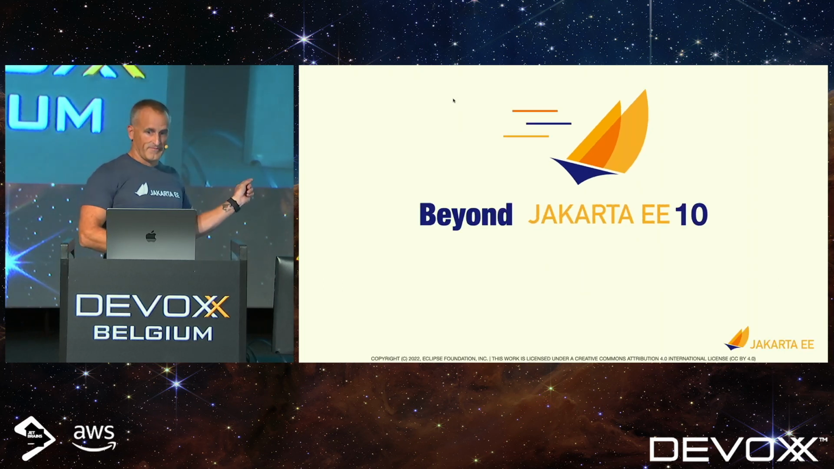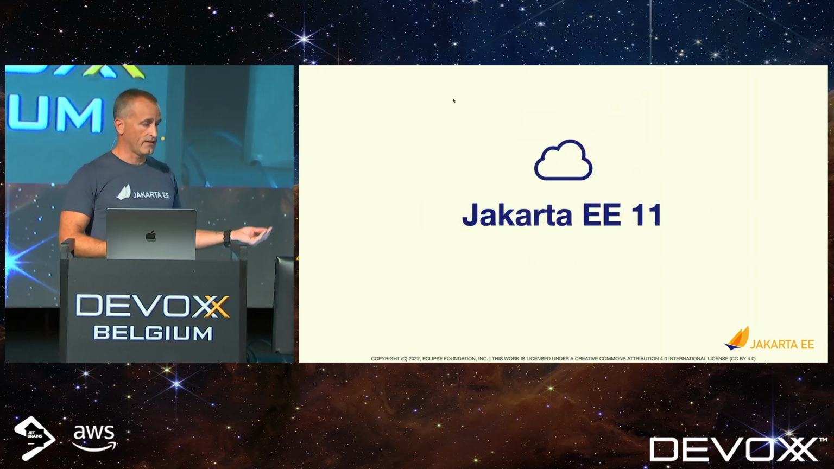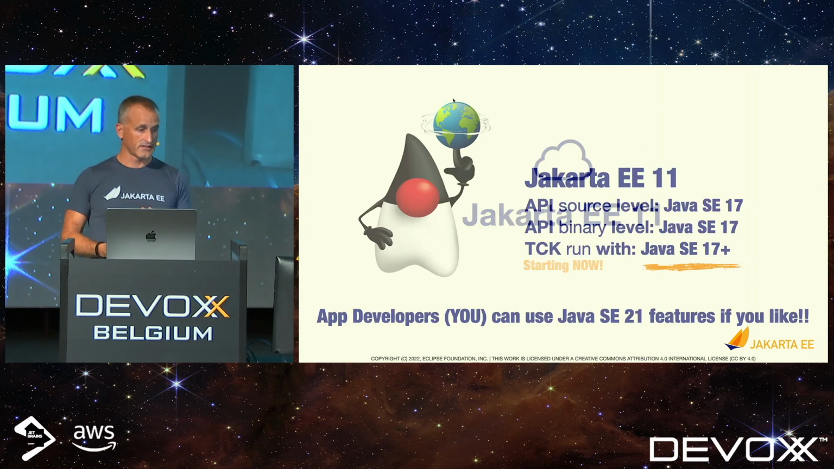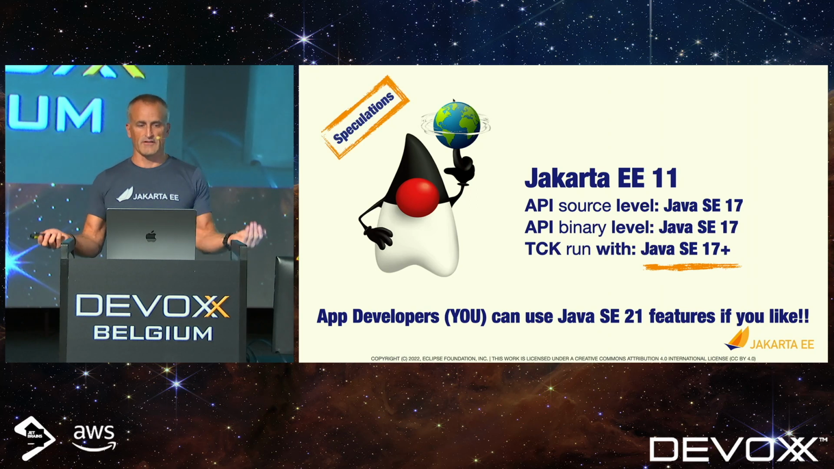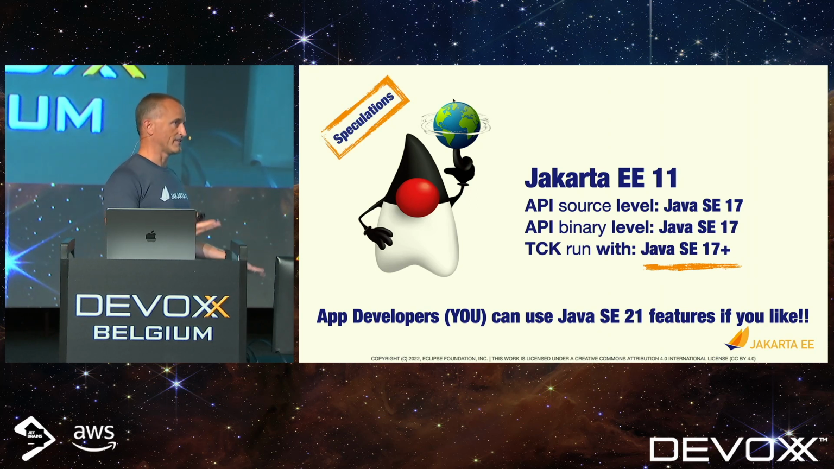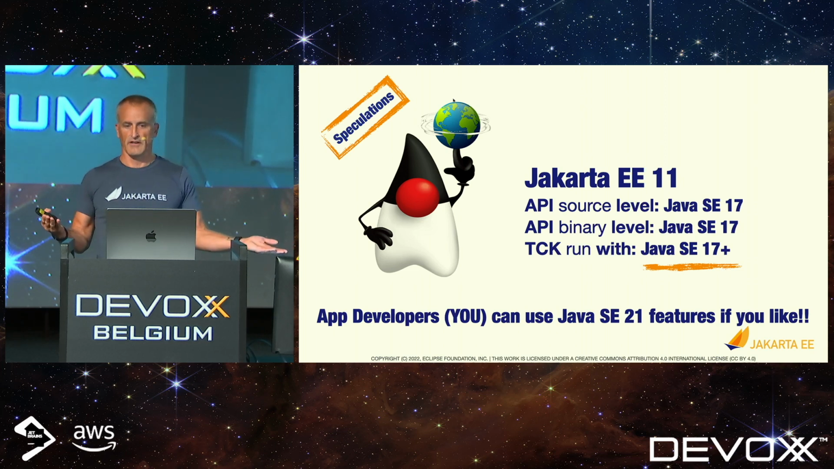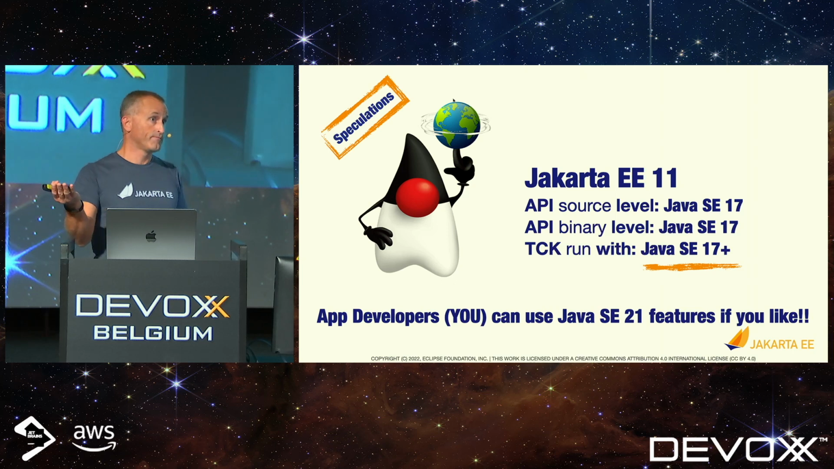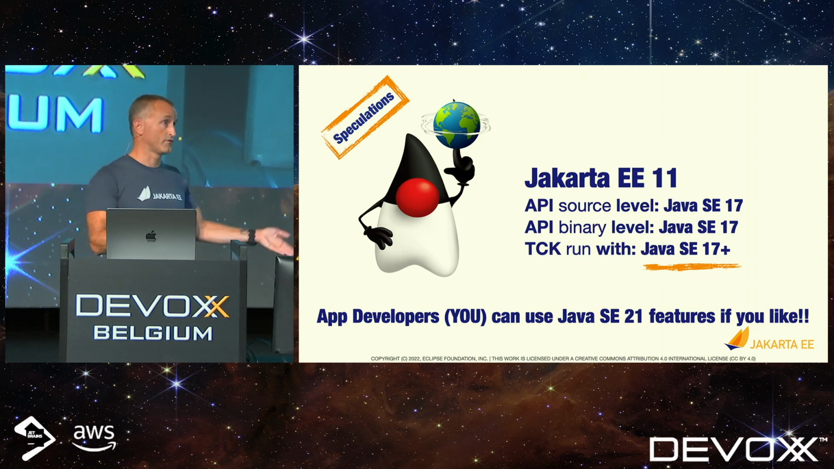Seven minutes left. And let's face it, Jakarta 10 came out two weeks ago. It's old stuff. We're now thinking of Jakarta 11. After 10, 11 is coming out, we've started the work, we've started the discussions. One of the discussions we're having right now is what Java SE level should we base Jakarta 11 on? One of the suggestions is, let's raise it to 17. Another suggestion is, let's raise it to 21.